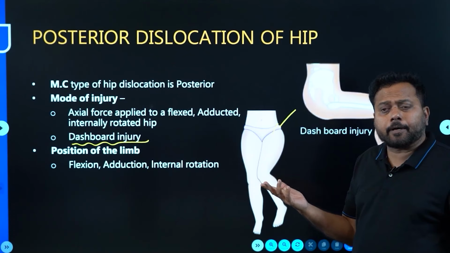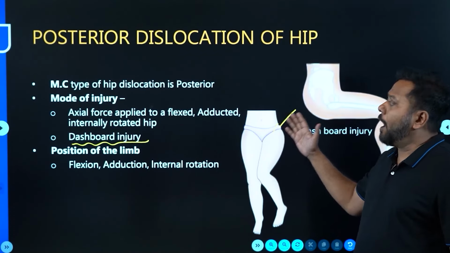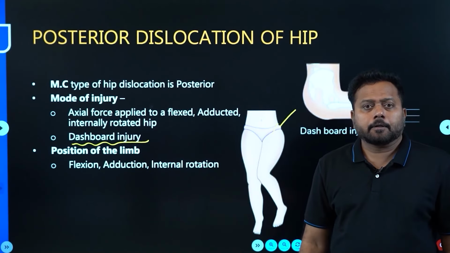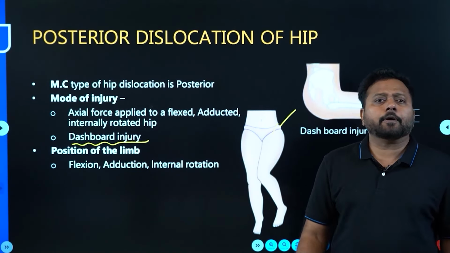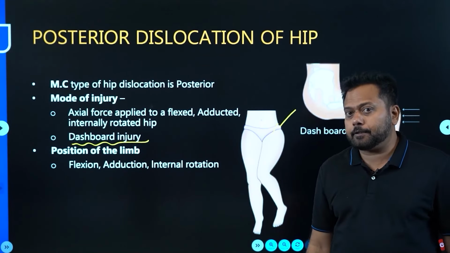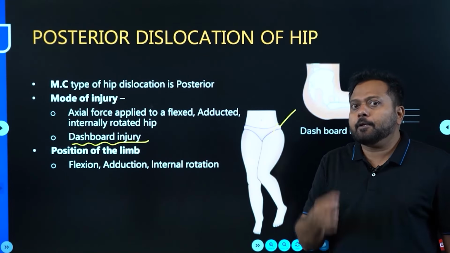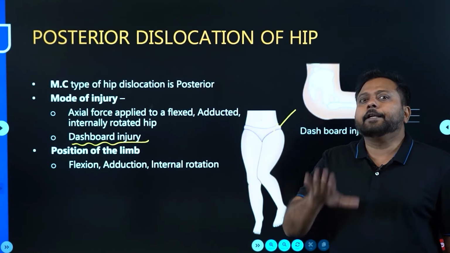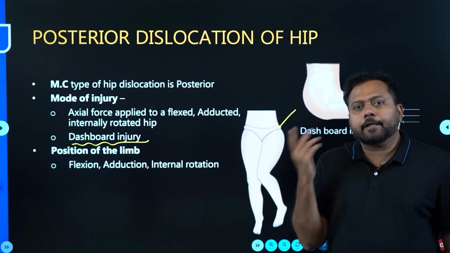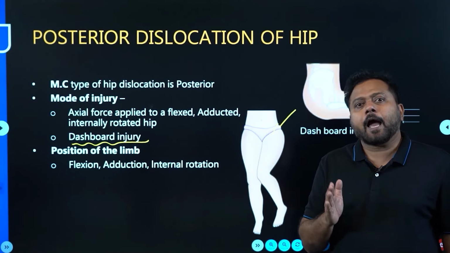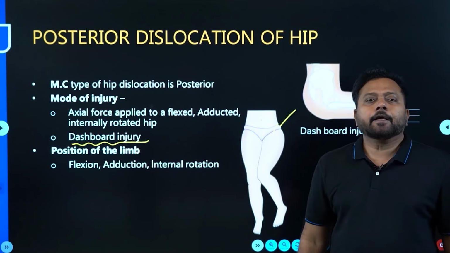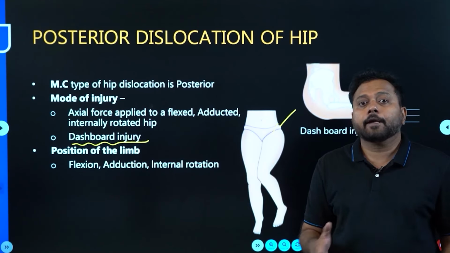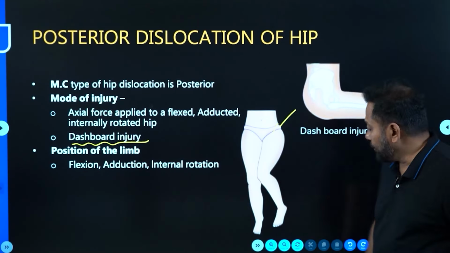If it is an anterior dislocation hip, it is flexion, abduction, external rotation. Just by looking at the suffering individual, we can come to a conclusion what type of dislocation it is. So I repeat once again, in posterior dislocation hip, the hip is flexed, adducted, internally rotated. In anterior dislocation hip, the hip is flexed, abducted, externally rotated. In central dislocation hip, you can't see any change in the attitude. It looks near normal. Okay, good.